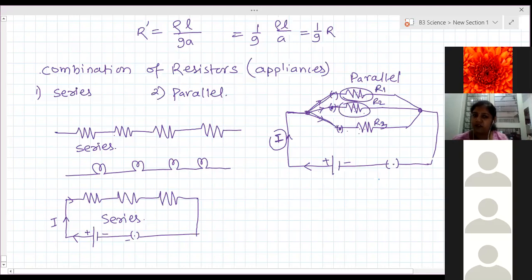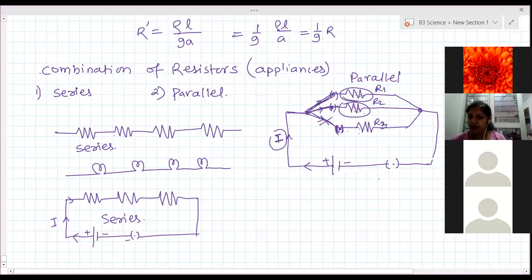Yes, ma'am. If I switch off R3, will it affect R1 and R2? No, ma'am, because only this path will break, but the current will flow through these two paths. And therefore, these two will keep working. So these are independently connected to the battery, and they are not dependent on each other.